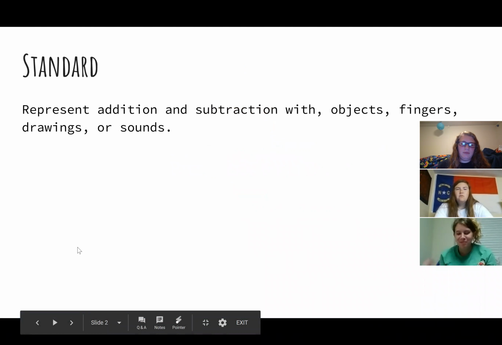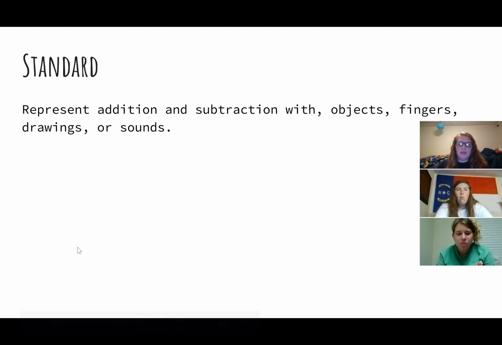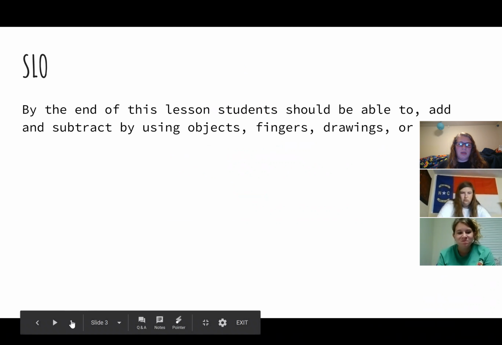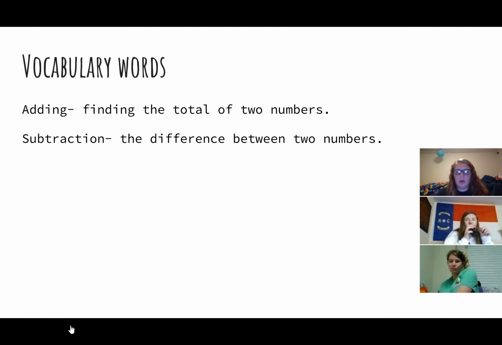Okay, so our standard for today is representing addition and subtraction with objects, fingers, drawings, or sounds. Our SLO is by the end of this video, students should be able to add and subtract by using objects, fingers, drawings, or sounds. Our vocabulary words are adding and subtracting. Adding means to find the total number of two numbers, and subtracting means to find the difference between two numbers.